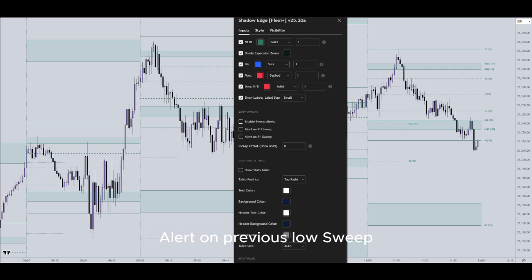Alert on previous low sweep. Get notified when price takes out the previous low. Sweep offset, set a buffer before alerts trigger. Filters out noise. Live your life. Come back when price lines up. Let alerts do the watching.